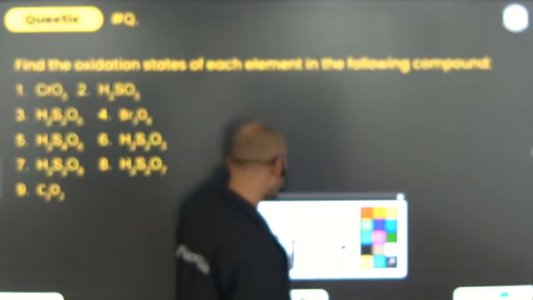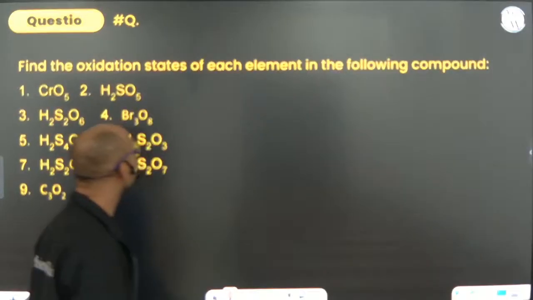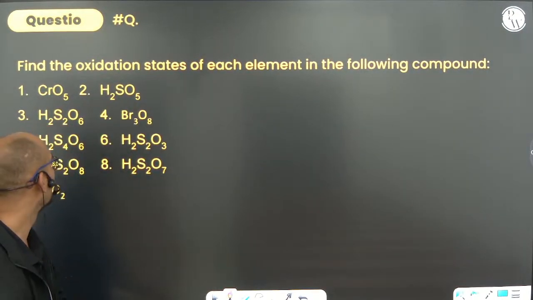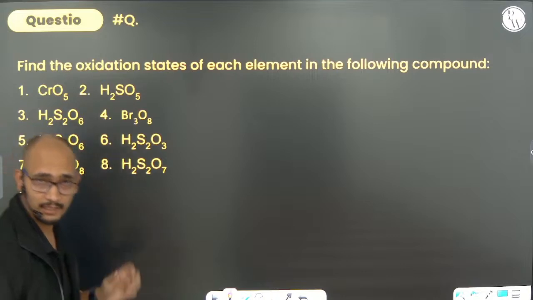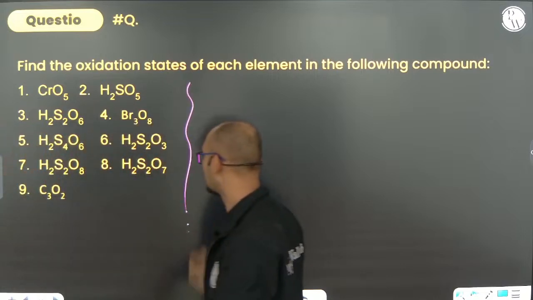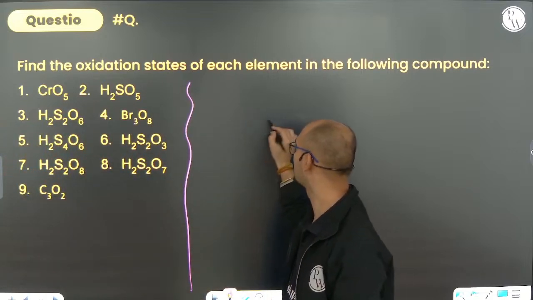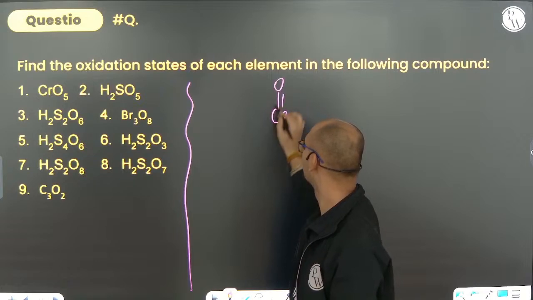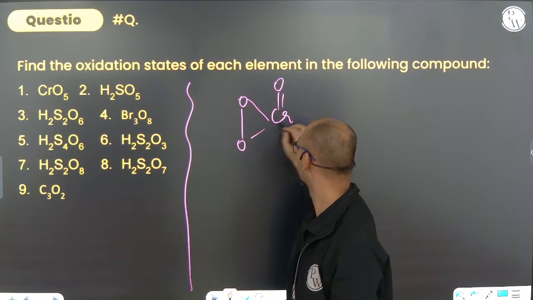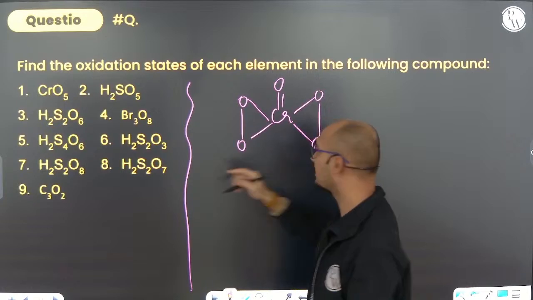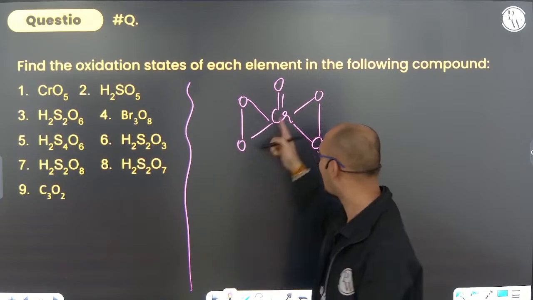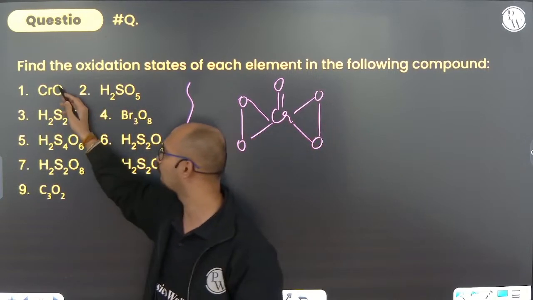Next, find out the oxidation states of each element in the following compounds. There are a few very good examples here. Now see, CrO5. I'm making the structures because these are very important structures. Please keep in mind, go by the structure only. Otherwise, you will think that 5 oxygens are there.